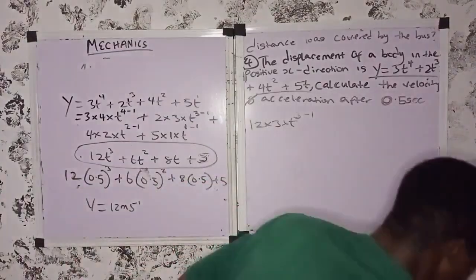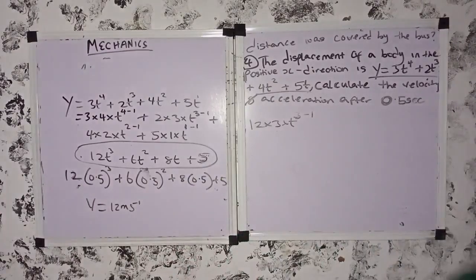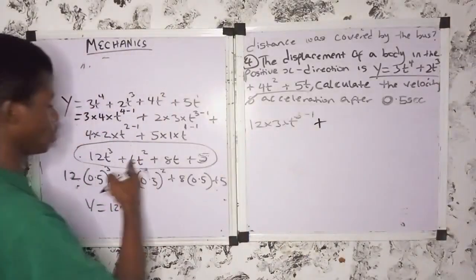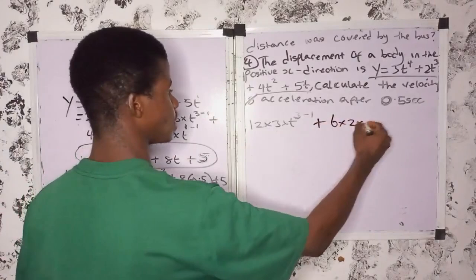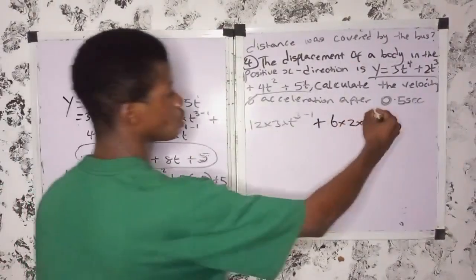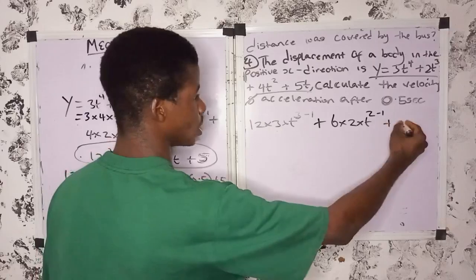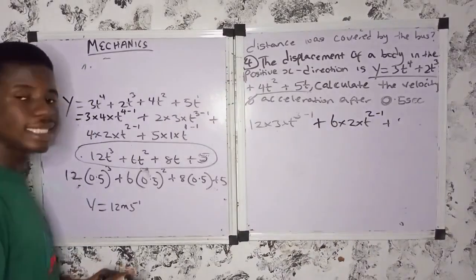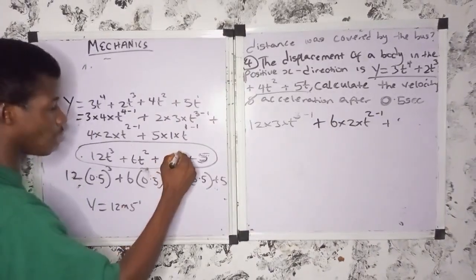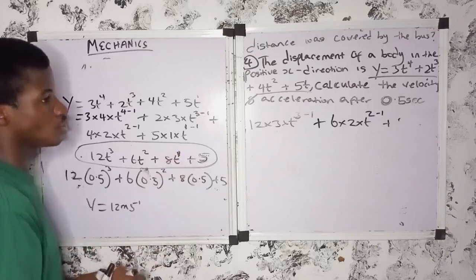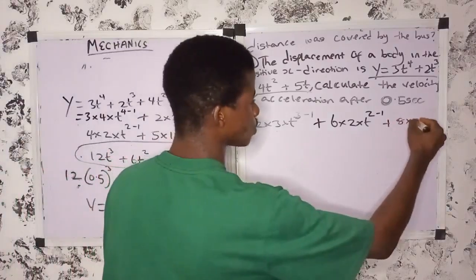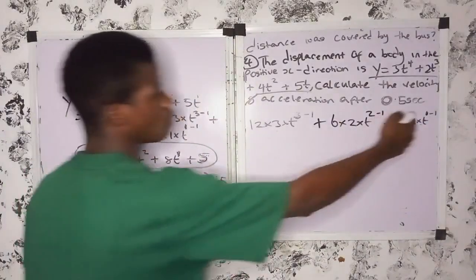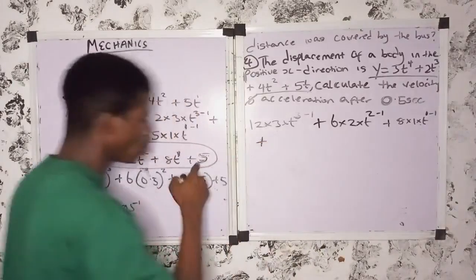Then plus 6 times 2, times t, subtracting 1 from the power, 2 minus 1. Then plus 8 times t. Remember, 8t still means 8t raised to power 1, right? So it will be 8 times 1 times t raised to power 1 minus 1, so subtract 1 from 1. Then plus, what about 5?